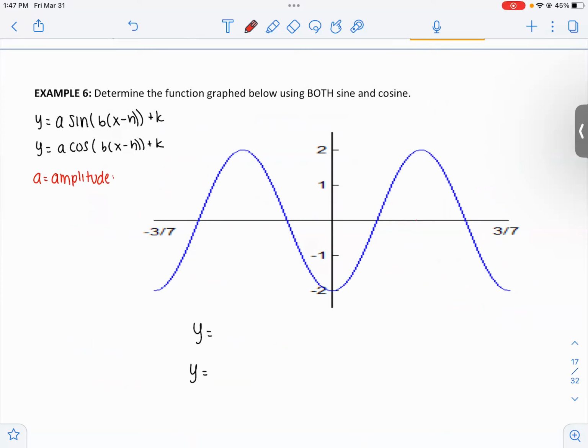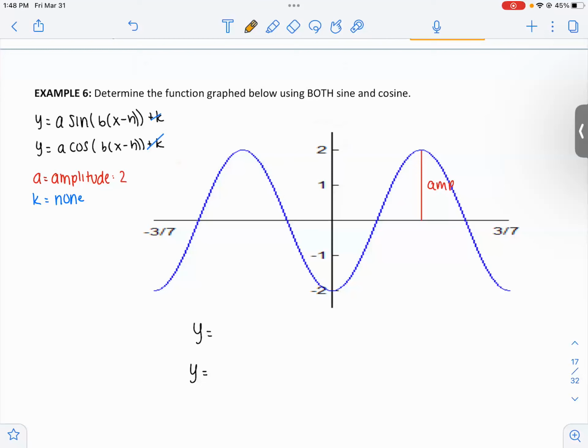Remember that your amplitude is your distance from the midline to a max. So in this case, you can probably see it right away. That value would be 2. Okay. My vertical shift. Do I have any vertical shift? Well, no, my midline would be hanging out at the x-axis, which is exactly where it is for both sine and cosine. So nothing new there. So I don't have any of those. So my k's are gone.